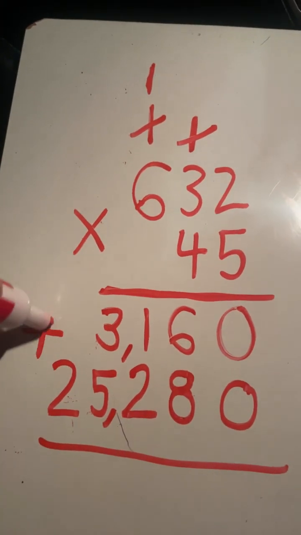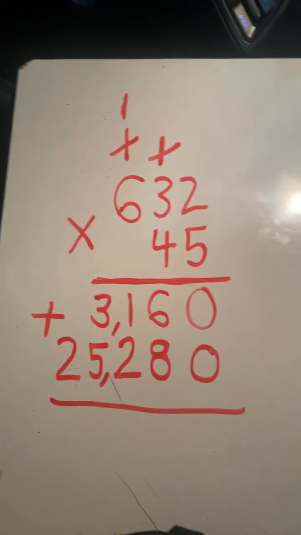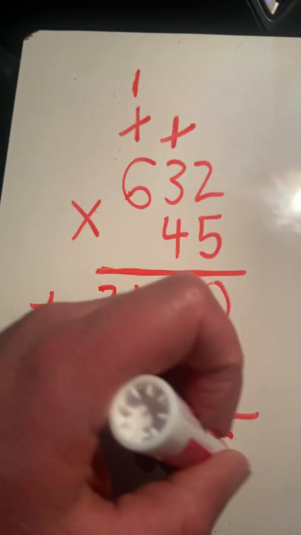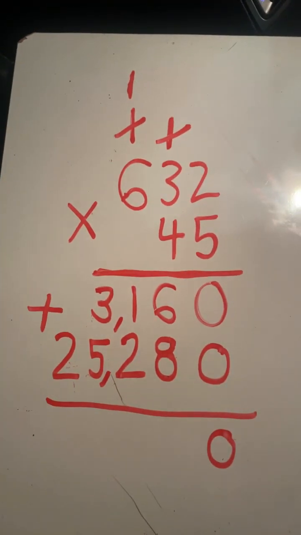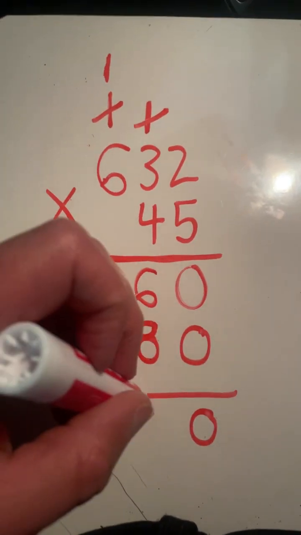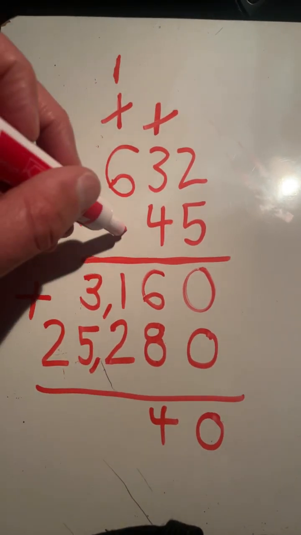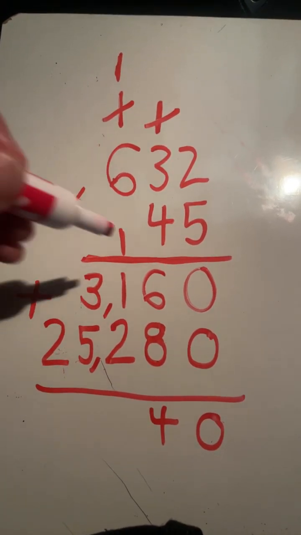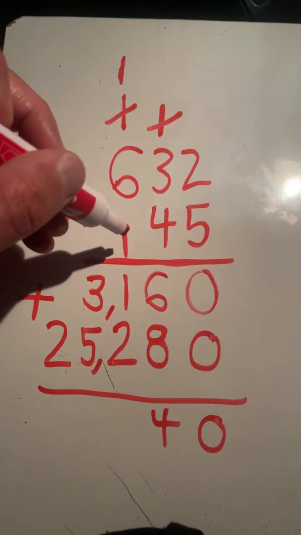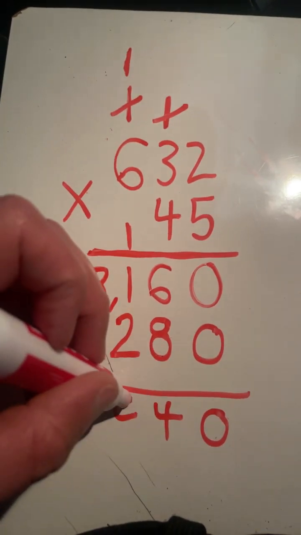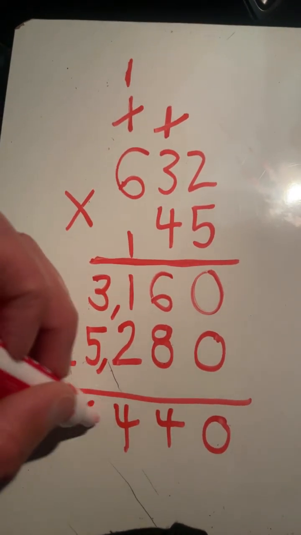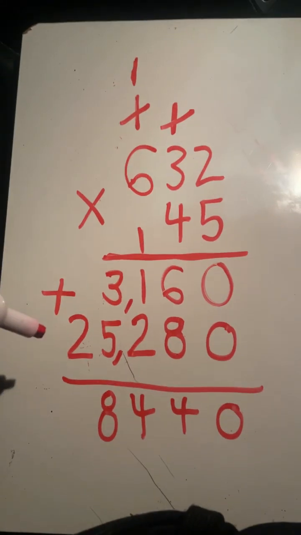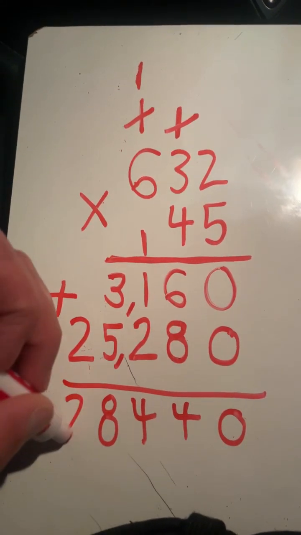So now to get our final answer, we have to add up these two numbers. So 0 plus 0 equals 0. 6 plus 8 equals 14. 4, carry the 1. 2 plus 1 equals 3, plus the 1 that we carried over makes it 4. 3 plus 5 equals 8. And 0 plus 2 equals 2.